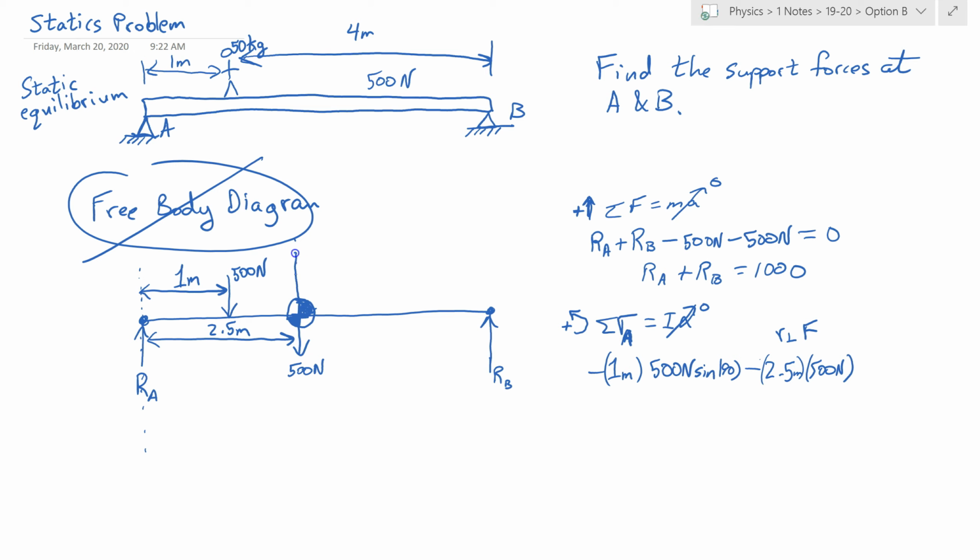If you draw the line of action of this force, the shortest distance between the axis of rotation, point A, and this line of action is 2.5 meters. That's because it's already perpendicular.